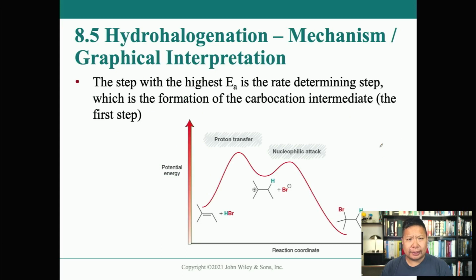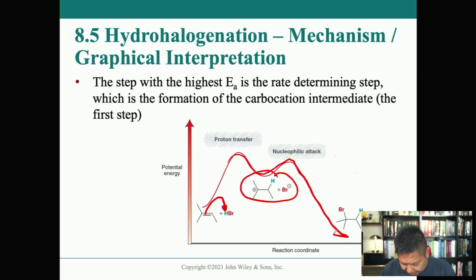Okay. So let's look at the energetics of this particular reaction. The step with the highest activation energy, also known as the rate determining step here, is the formation of this carbocation right here. That means that the proton transfer is the part that takes the most energy to get you to that carbocation. But after the proton transfer, you get the nucleophilic attack, and it's downhill from there.